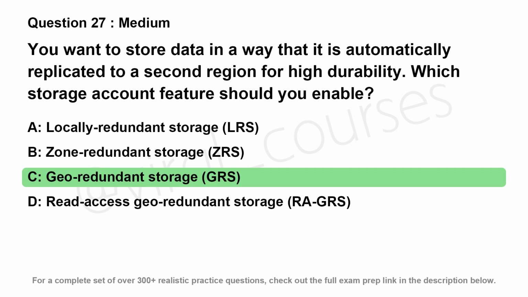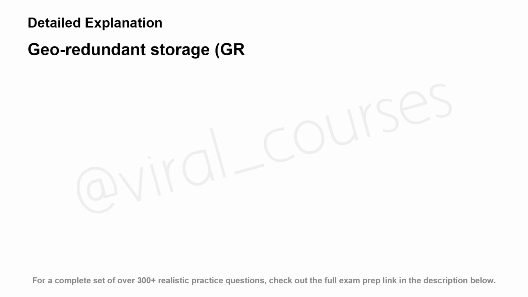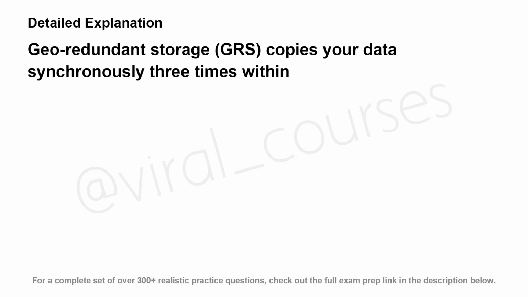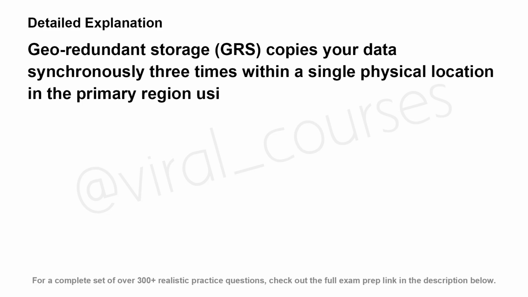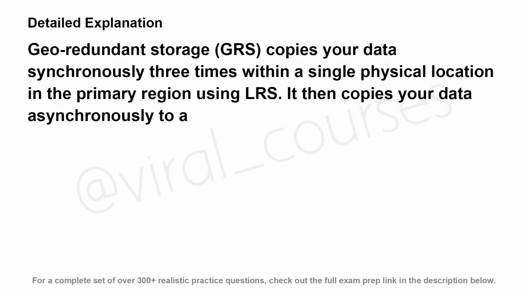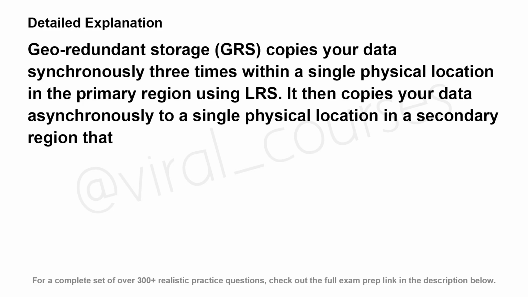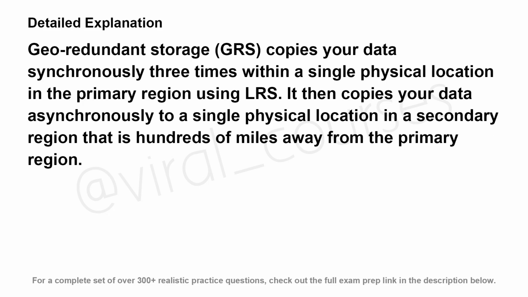The correct answer is C. Geo-redundant storage, GRS, copies your data synchronously three times within a single physical location in the primary region using LRS. It then copies your data asynchronously to a single physical location in a secondary region that is hundreds of miles away from the primary region.